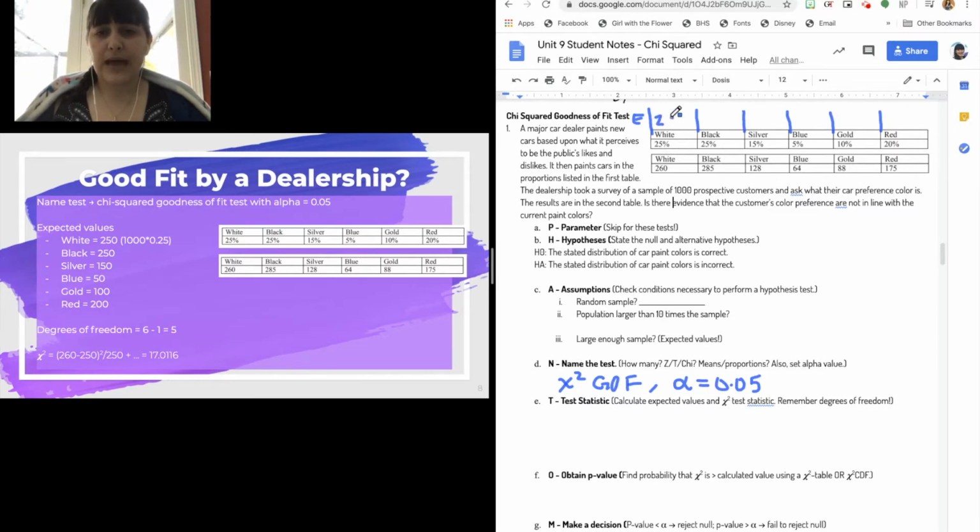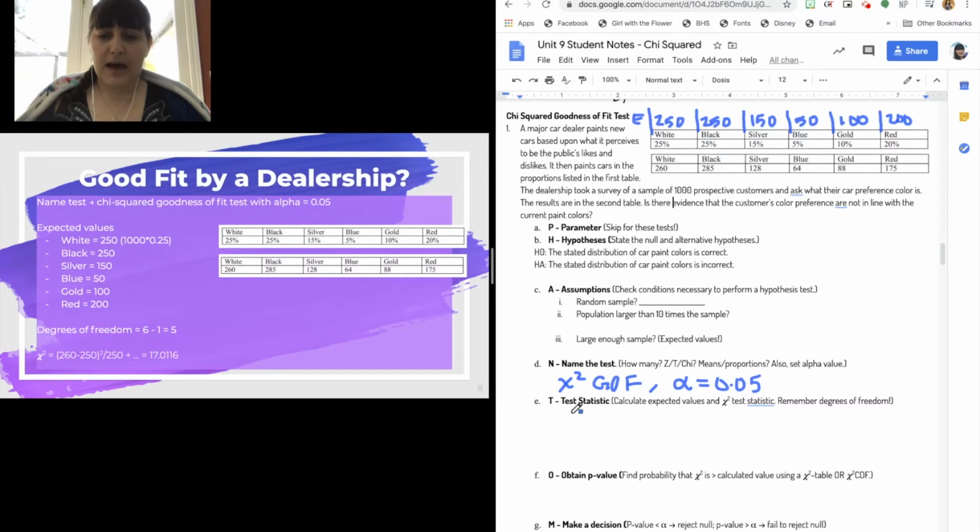So I have 250 here and I'm writing it at the top. I'm hoping you can see me writing it at the top. Okay, then for silver, that's 150. For blue, 5%, so that's 50. Gold is 10%, so that's 100. And then red was 20%, so that's 200. So those are your expected values.